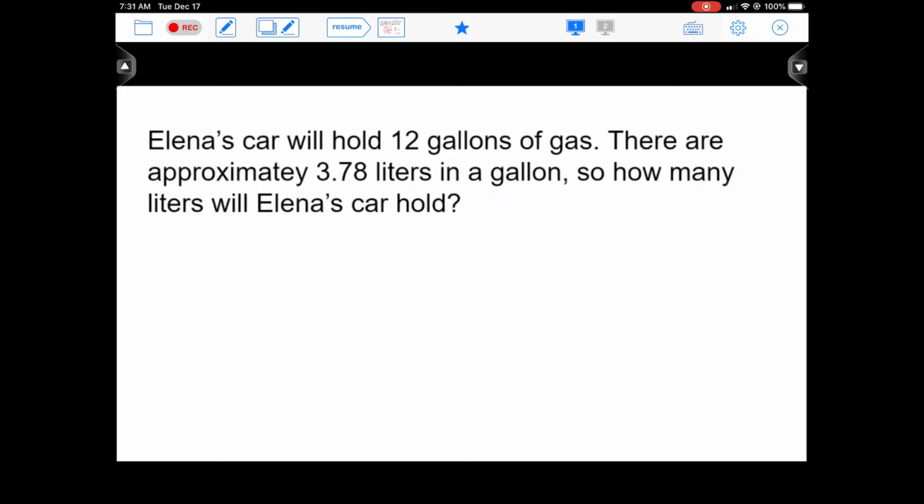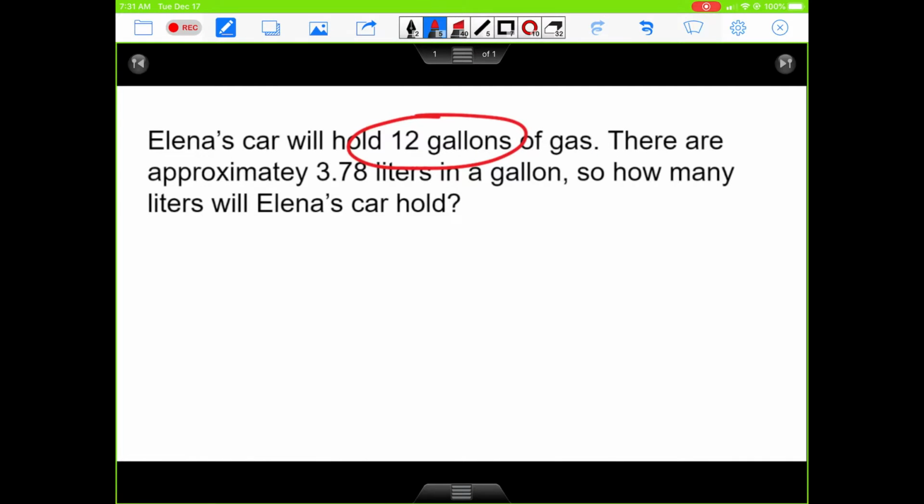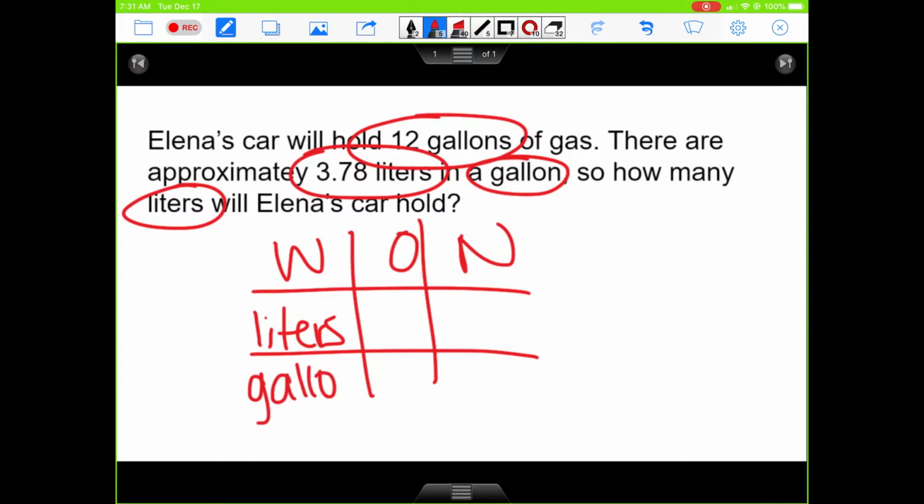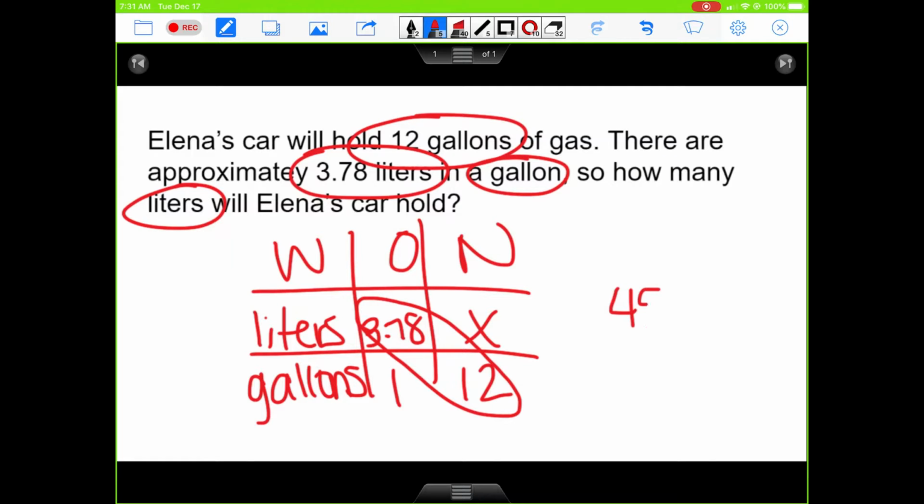Number 2, Elena's car will hold 12 gallons of gas. There are approximately 3.78 or 3 7/800 liter in a gallon. So how many liters will Elena's car hold? So once again, we're comparing two different things. So if you want, you can use your one chart. For this one, we're comparing liters and gallons. I know for sure that there are 3 7/800 liter in 1 gallon, but I do not know how many liters are in 12 gallons. In this case, we're just going to multiply 12 and 3 7/800, and you should get 45 and 3600 liters.